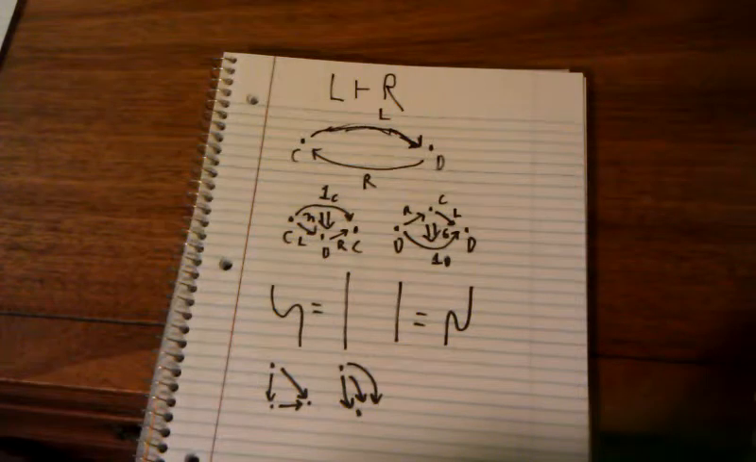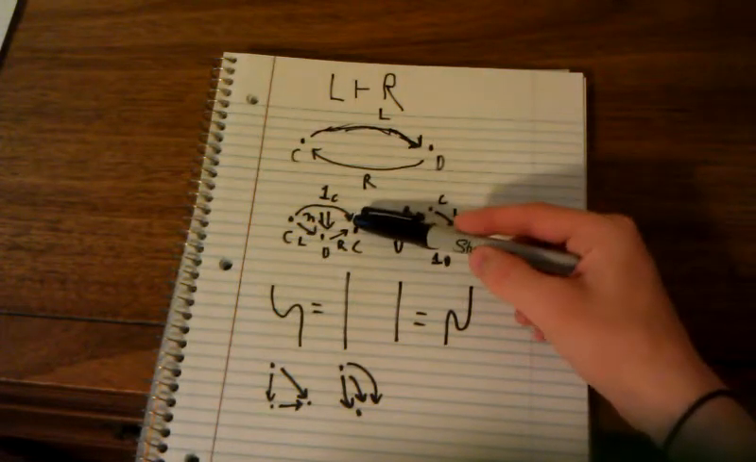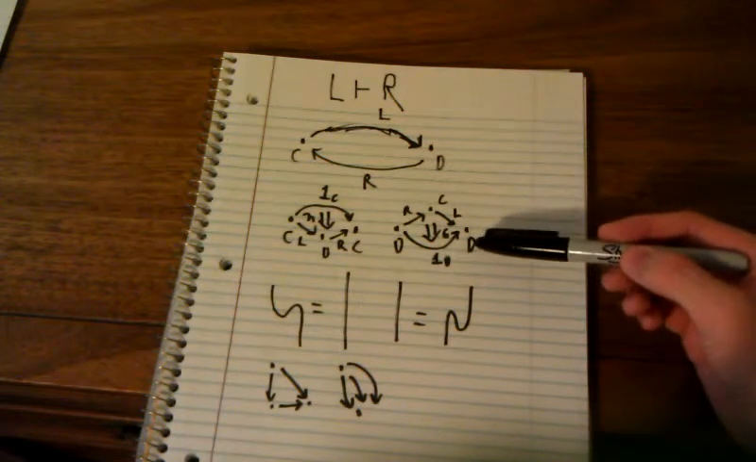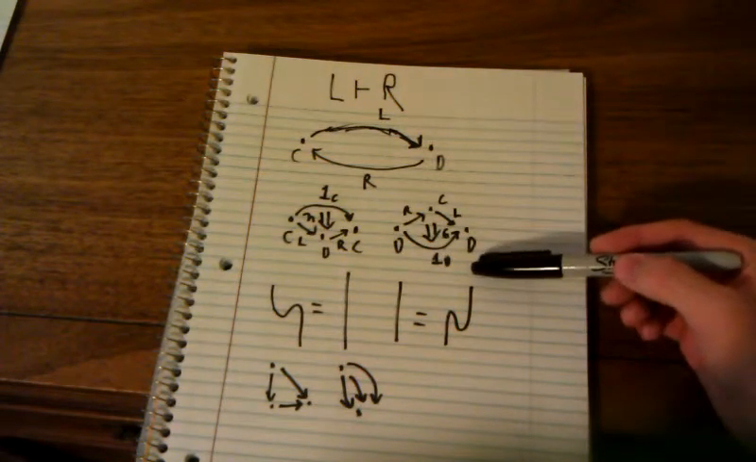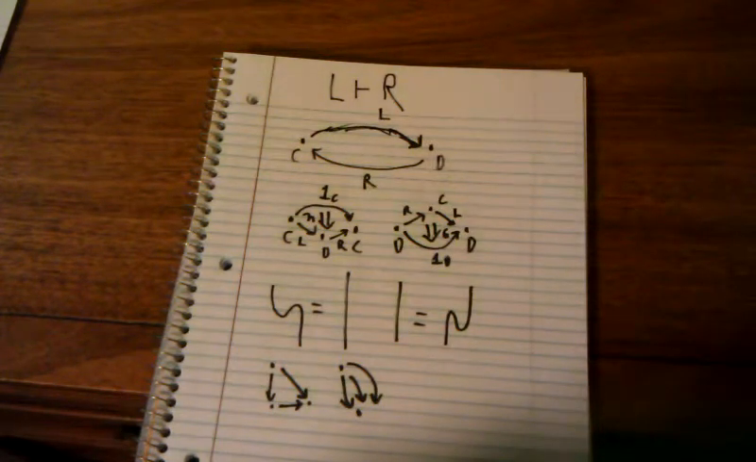Any adjunction comes with two natural transformations, eta, which goes from the identity on C to RL, and epsilon, which goes from LR to the identity on D. These have to satisfy the zig-zag identities. What are the zig-zag identities?